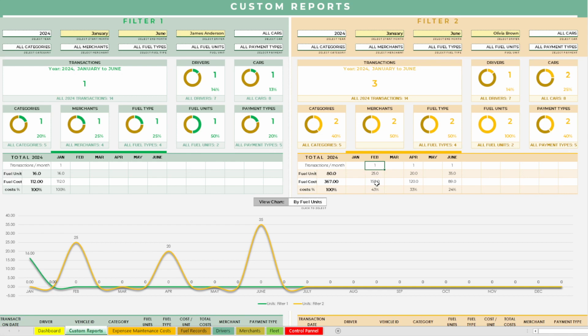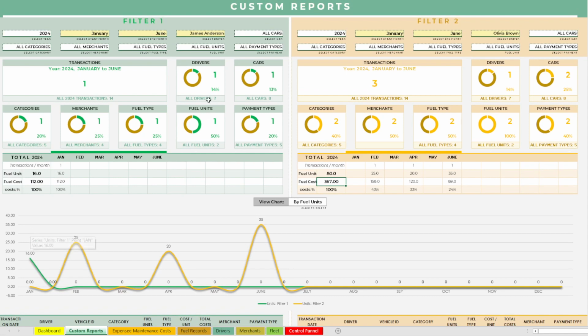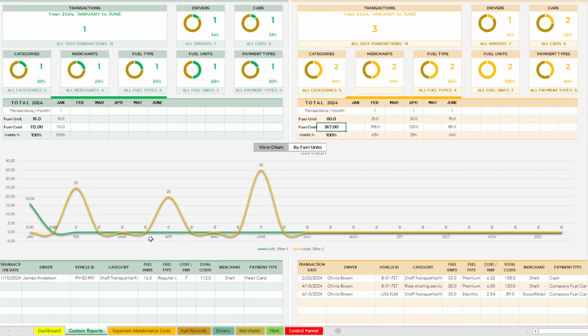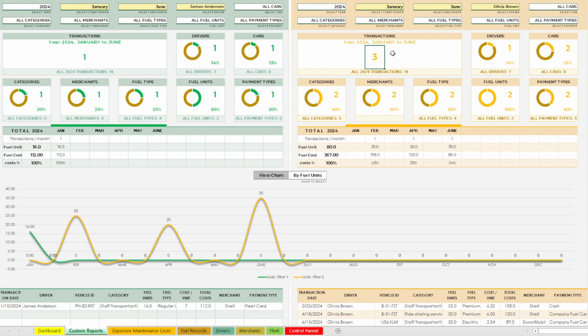Okay, we see the transactions represented here, all her 3 transactions. One was in February, in April, and then in June, with fuel units, fuel cost, total, and percent from the total cost. And we see the chart also in February, Olivia Brown, in April and in June, and we see this very nice comparison compared to James Anderson. Okay, and below we are presented with all her 3 transactions from January to June 2024.